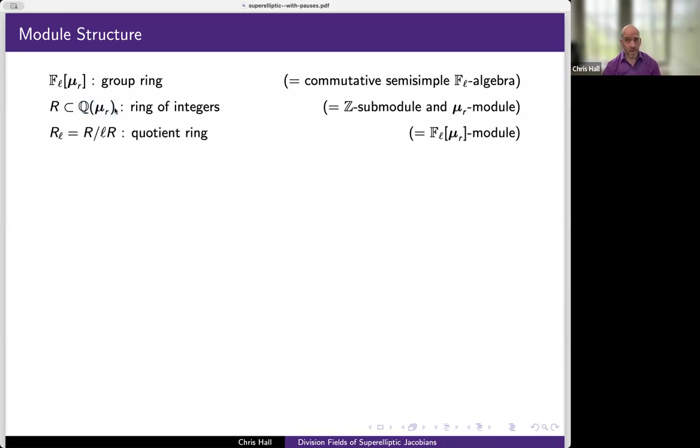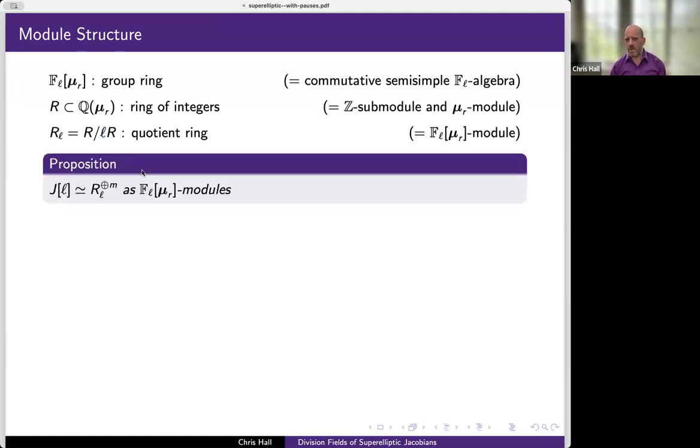And what I'm going to do with that ring is look at its reduction mod L. So I can look at the principal ideal generated by L in particular, and quotient out by it. I get some sort of a ring. But not only is it a ring, it's even a mu r module as well, because in the ring of integers R, I have multiplication. In particular, I can multiply by r-th roots of unity and get back something in the ring. And the same thing is true in the quotient ring as well. So this is a really nice ring. It's also a nice module.